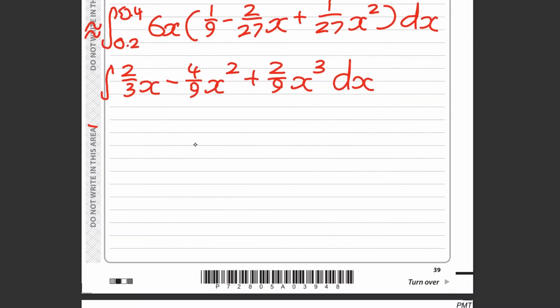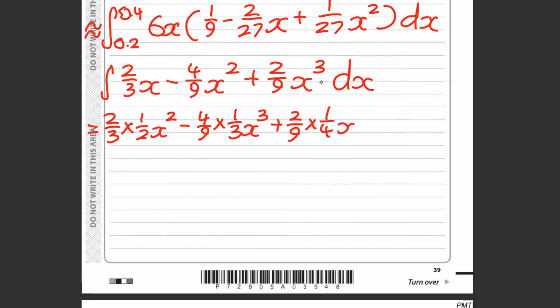So if we integrate this, it's going to be 2 over 3 multiplied by, and then if you integrate x, it's equal to half x squared, and then minus 4 over 9, and then if you integrate x squared, it's equal to 1 over 3 x cubed, and then plus 2 over 9, and if you integrate x to the power of 3, it's equal to 1 over 4 x to the power of 4, and then we have this plus c on the end, and then we can simplify this.